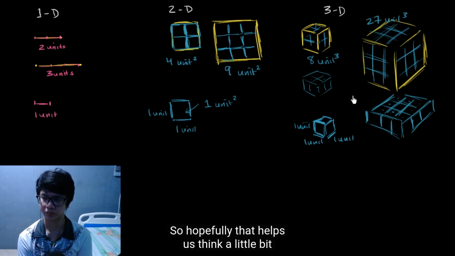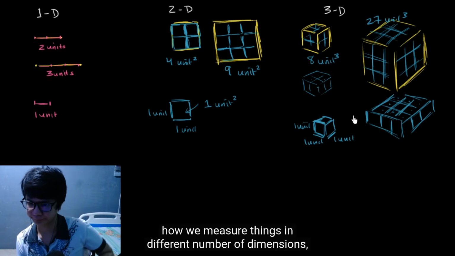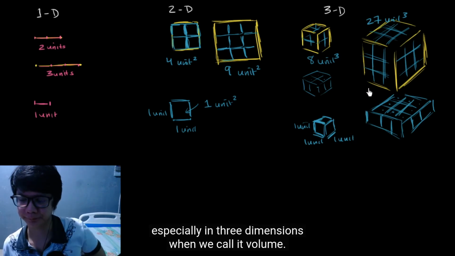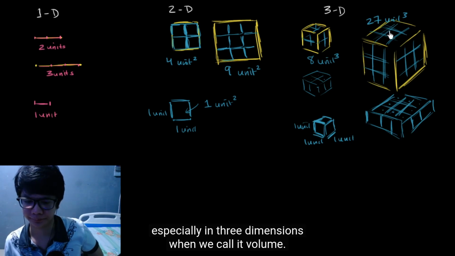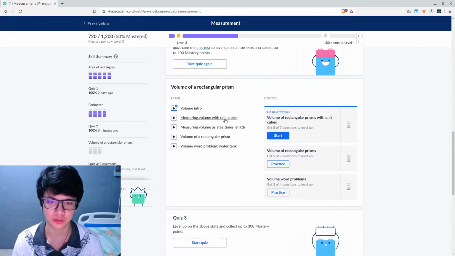So hopefully that helps us think a little bit about how we measure things, especially how we measure different things in different numbers of dimensions, especially in 3 dimensions, when we call it volume. Volume. 3 dimensions. Cool.